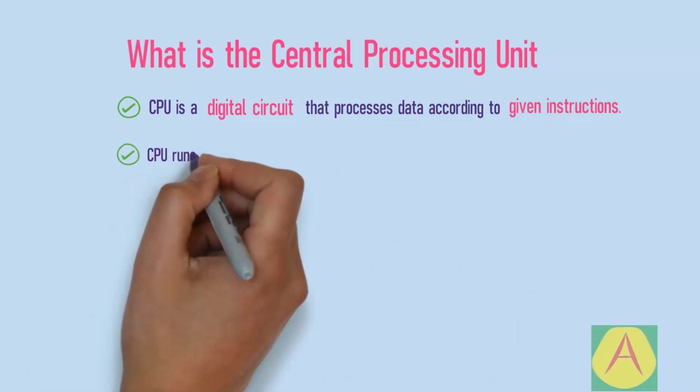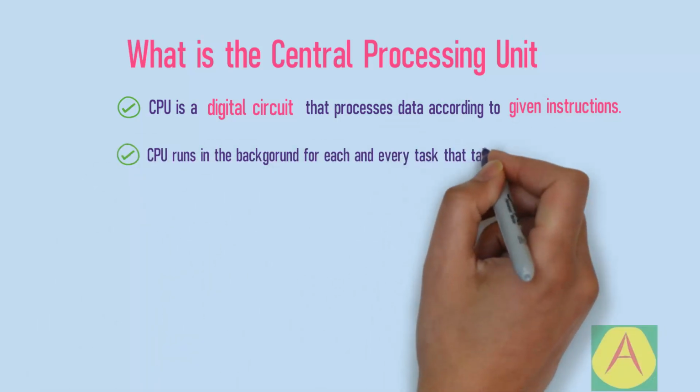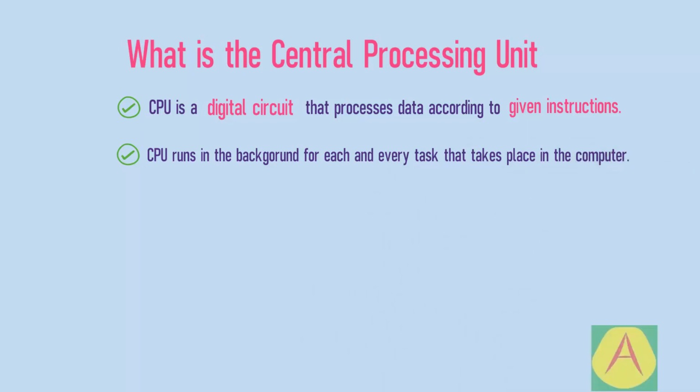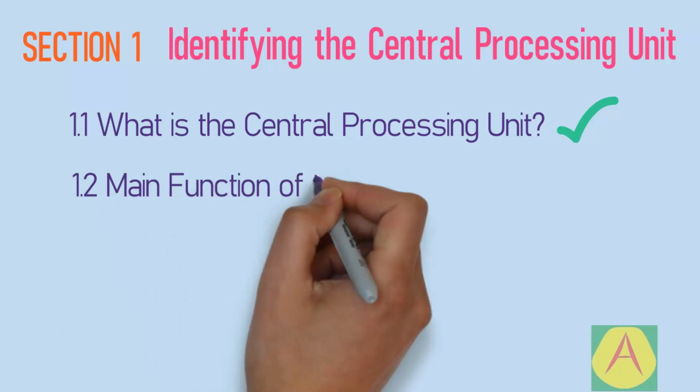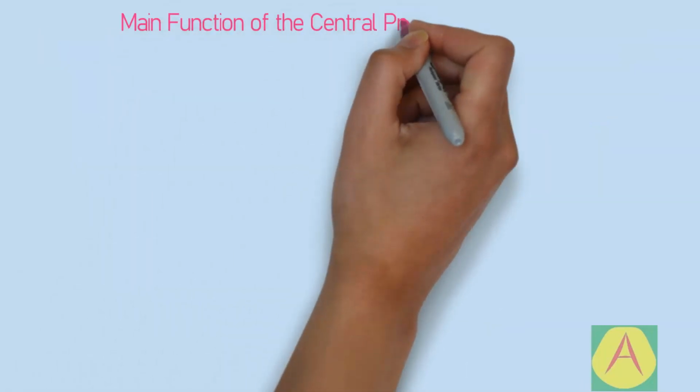And also CPU runs in the background for each and every task that takes place in the computer. If it's a click of a mouse, press of a key on the keyboard, or if you connect a new device, in each and every case, the CPU runs in the background. We saw what is the central processing unit. Now let's look at what is the main function of the CPU.